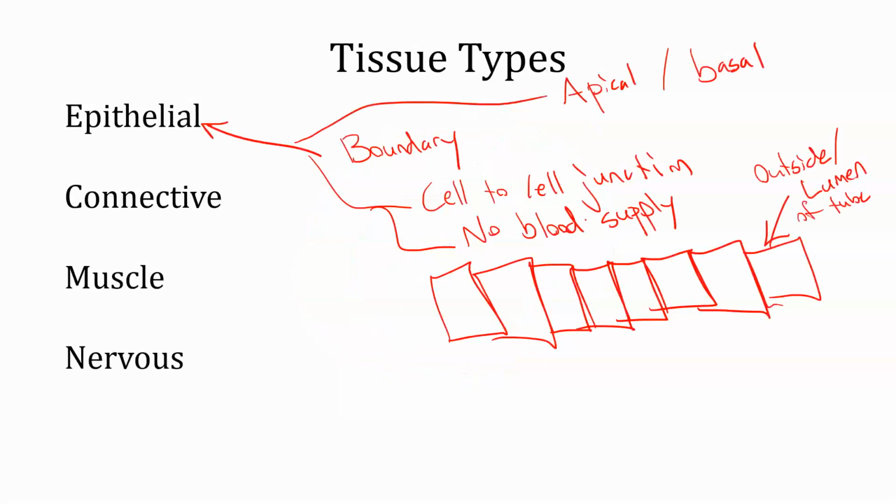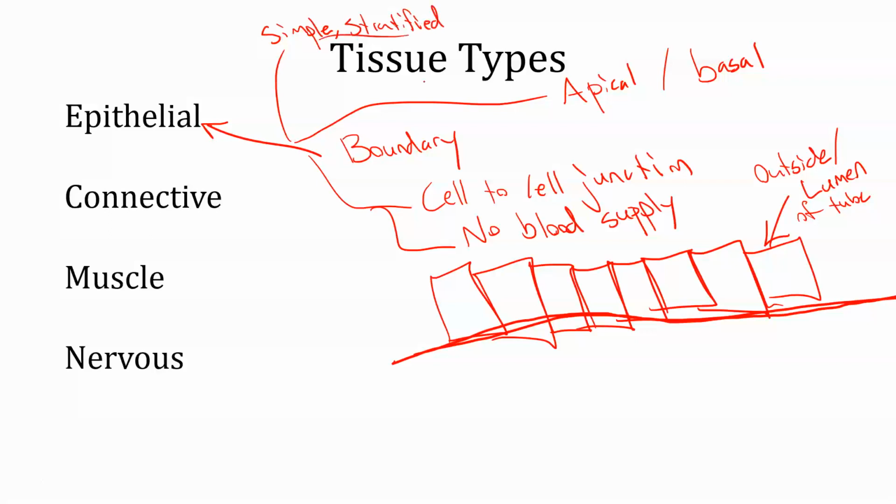Epithelial tissues usually rest on a basement membrane, so that's like a sheet that all the cells are attached to. And one last thing about them is that they can either be one layer or they can be many layers. If it's one layer, it's called a simple tissue. And if it's many layers, it's called a stratified tissue. And we'll look at specific examples of epithelial tissues here in a minute, but this is generally how you'd categorize them.